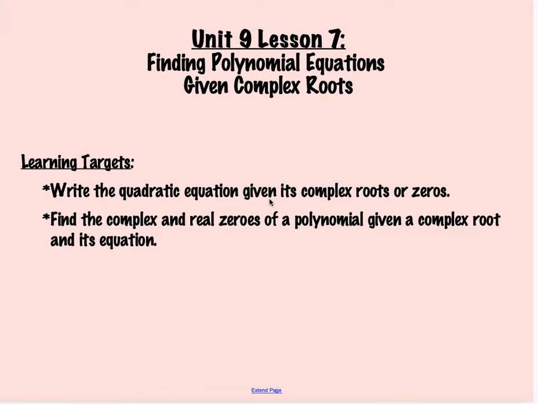All right, so today we are going to focus on finding polynomial equations given complex roots. So our learning targets are to write the quadratic equation given its complex roots or zeros, and find the complex and real zeros of a polynomial given a complex root and its equation.